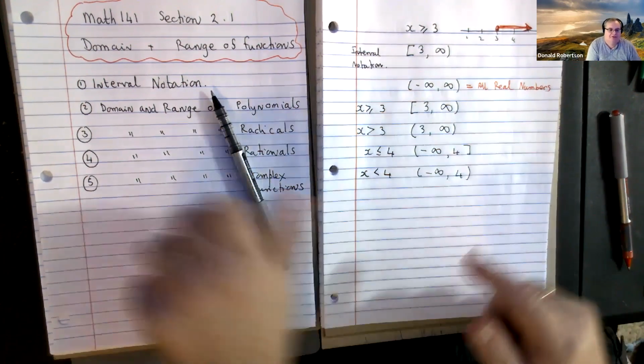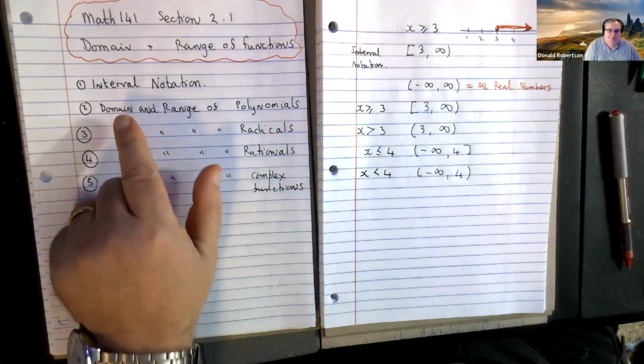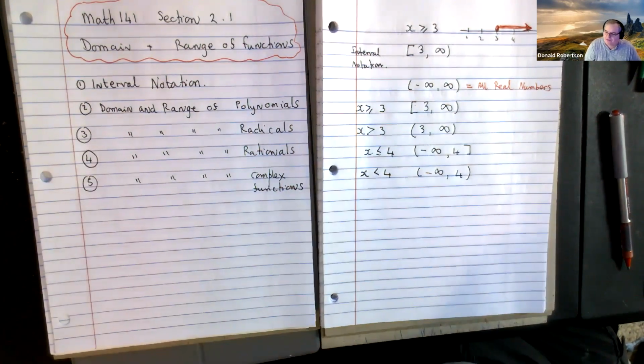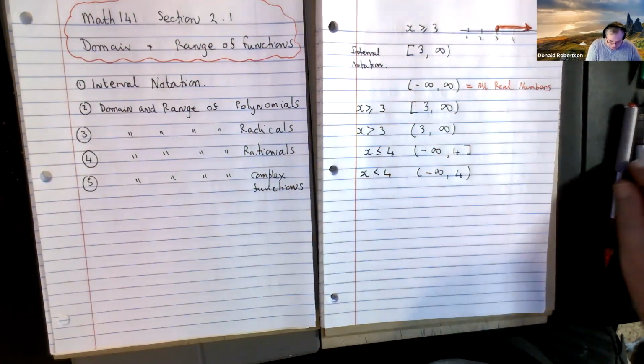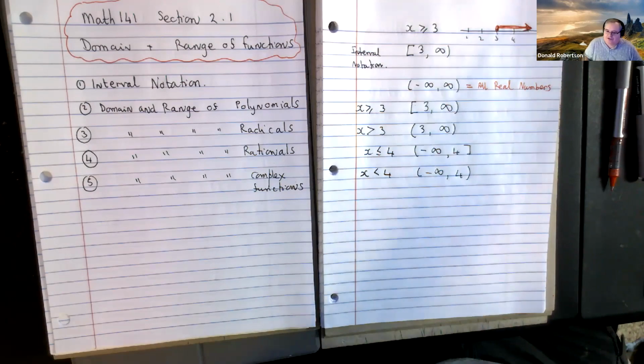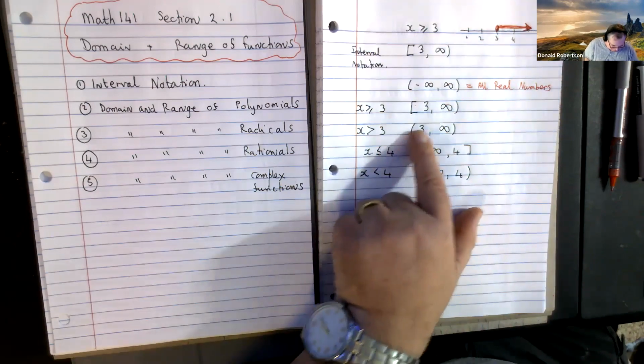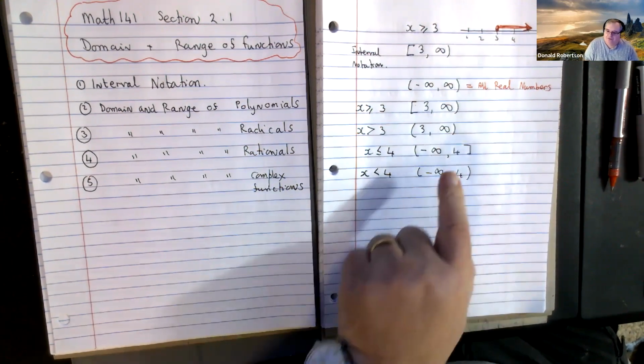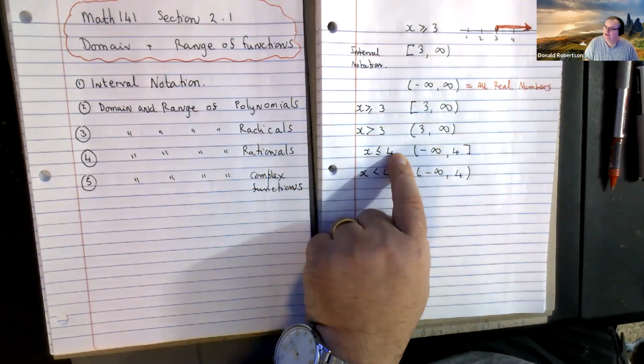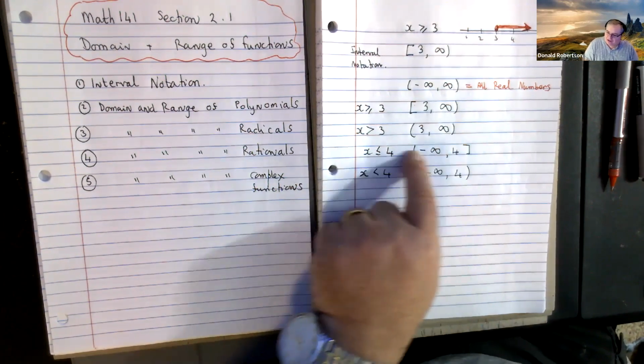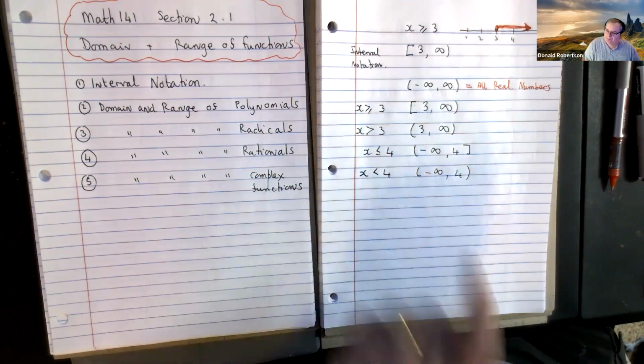And the reason why we need this is that we're going to be dealing with domains and ranges of various kinds of functions. And the answer is going to be, well, the domain is all values of x bigger than 3, which would be this one, or less than or equal to 4, in which case this would be the answer. And we'd be writing the answer using interval notation rather than the algebra.